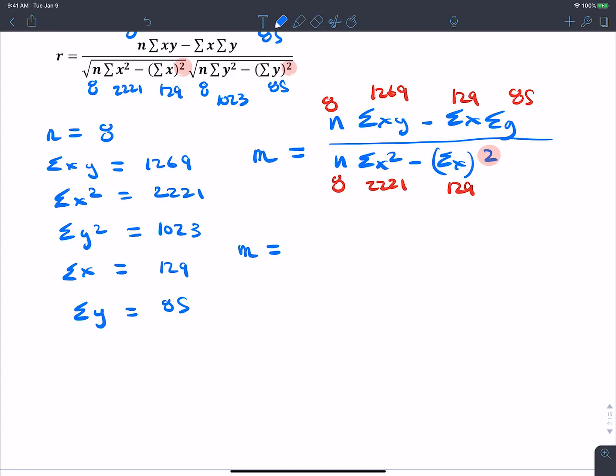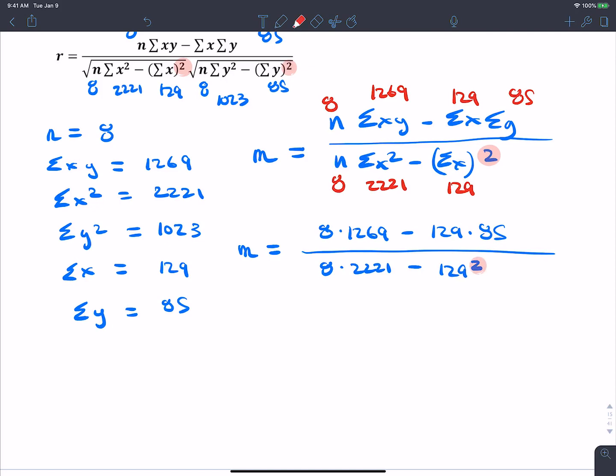Our slope here is going to be 8 times 1269 minus 129 times 85, divided by 8 times 2,221 minus 129 to that second power. So don't forget, you're going to put that second power here. I know I keep nagging you guys about that. Let's find out what that slope's going to be. All right, you guys okay with this? Did you copy this down? Did we locate everything okay?